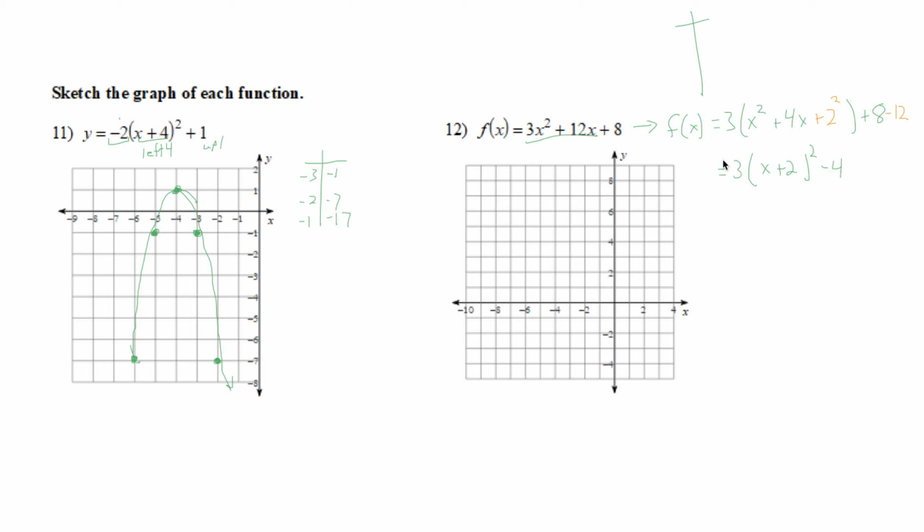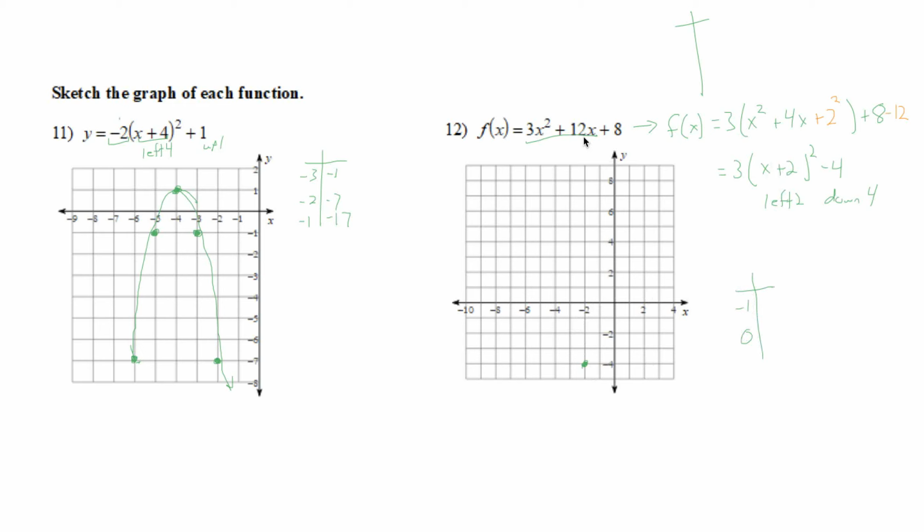We know it's going to be steeper. We know it's going to be left 2 and down 4. So let's go left 2, down 4. There's the vertex. We pick points close to -2. So let's try -1 and 0.